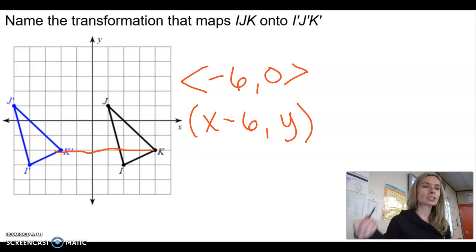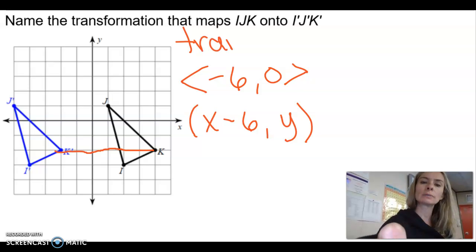And what is this transformation called? A slide is what? What's the proper name for slide? Translation.